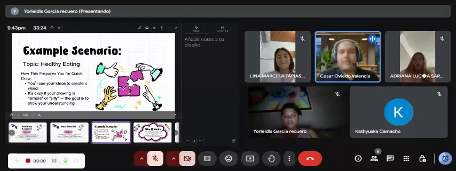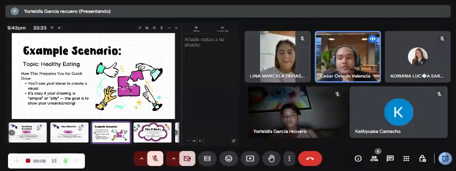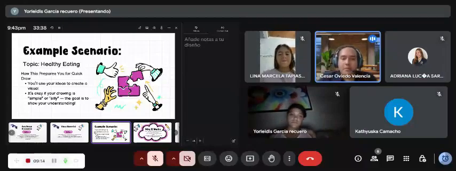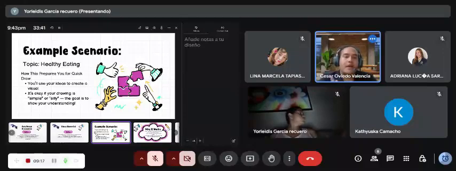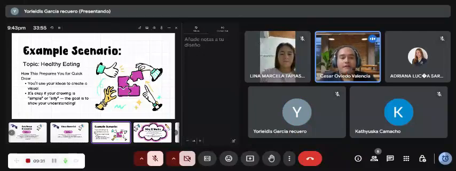Okay, finally, guys, let's do the activity. But first of all, I'm going to explain an example of a scenario that is going to help you understand how we're going to do the quick draw. The topic is healthy eating. So basically, how do you prepare for this quick draw activity? First, you need to use all your ideas to create a visual image, maybe a drawing or a sketch with symbols about the topic, what is healthy eating.